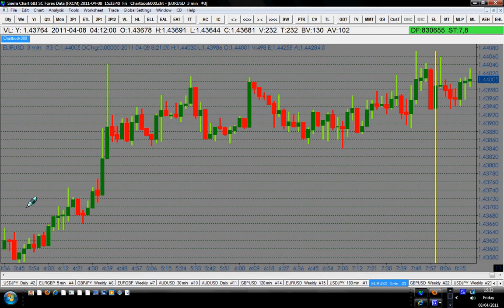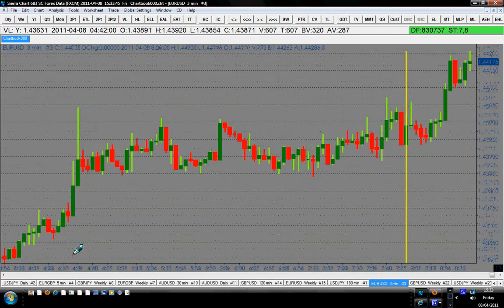We can see that the market was trending just before London did open here. It was clear-cut activity in the market with a lot of volume and volatility, as you can see on this 3-minute chart.